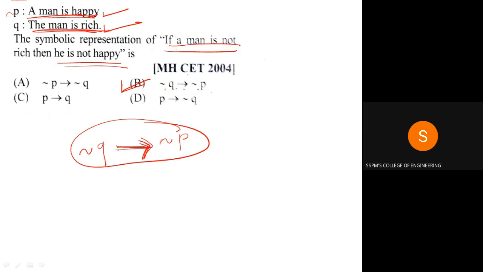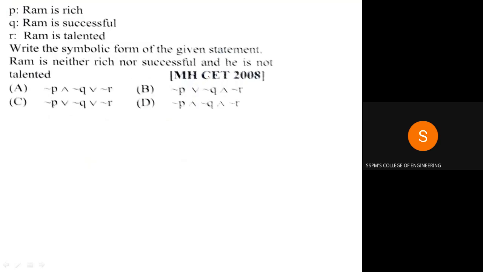This example has also been asked in previous exams. In 2004, this was asked. Okay. Next example. Here three statements are given. What are those statements? P says Ram is rich. Q says Ram is successful. R says Ram is talented. And we have to write the symbolic form of the given statement.